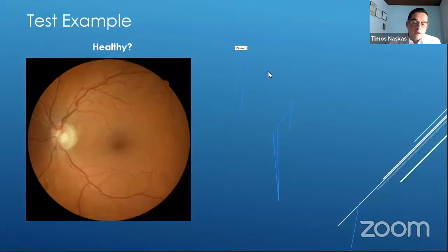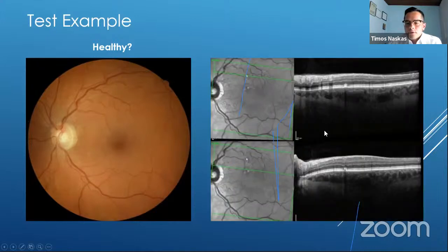Okay, so I have two answers, and both of them agree that the eye looks healthy, and it does look healthy. This fundus photography does look healthy, but then whenever you go for the OCT in two different scans, I found that there's some drusen there.